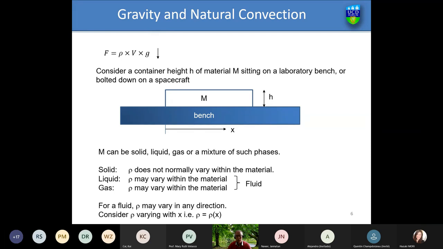But if it's a liquid under dynamic conditions or a gas, the density may indeed vary. It can vary in any of three directions, but let's consider the variation with dimension x, some horizontal axis there, as shown.